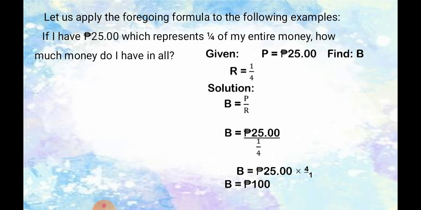So 25 times 4 over 1. Therefore, we have 100 over 1 or 100 divided by 1 is 100. Therefore, our base is 100. So, yung 25 pesos ko na pera, which is 1/4 of my entire money, so yung buong pera ko is that 100 pesos. Therefore, 25 pesos is 1/4 of 100 pesos. Okay.